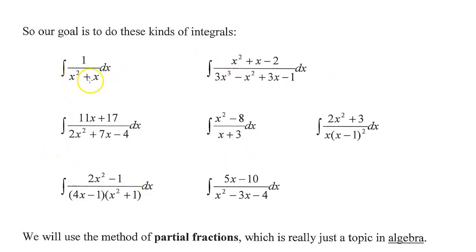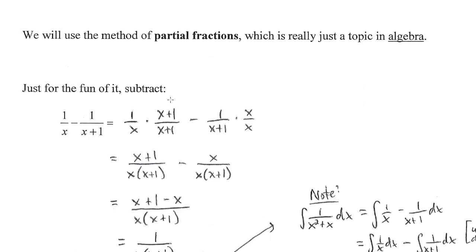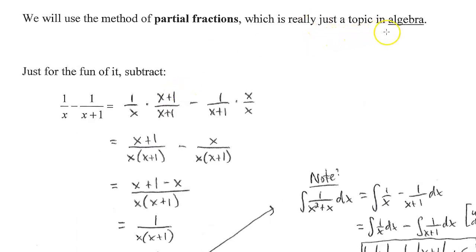These are all integrals of rational functions, right? We have a polynomial divided by a polynomial. So how do you do these types of integrals? Sometimes a u substitution will work, but in many of these cases, u substitutions won't work. And so we're going to do this method called partial fractions. Now, let me just say, partial fractions is really just a topic in algebra. It's really an algebraic technique that we're going to use to help us solve integrals.